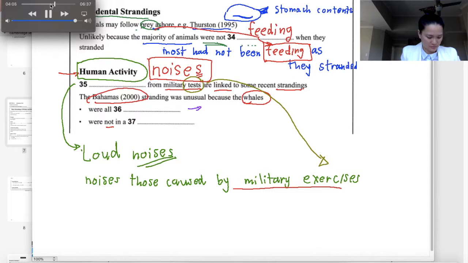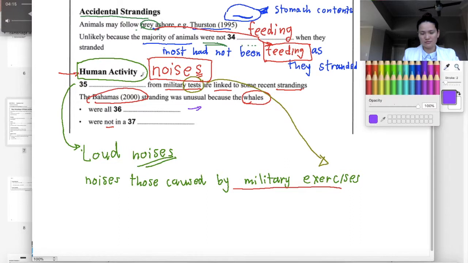Using a new submarine detection system. There were several factors that made this stranding stand out as different from previous strandings. This led researchers to look for a new cause. For one, all the stranded animals were healthy.